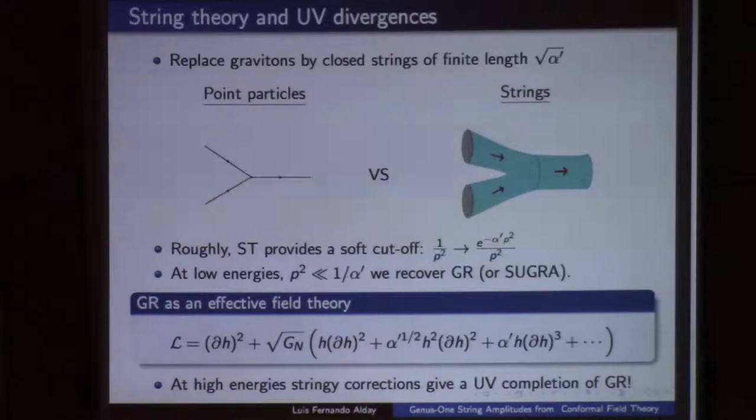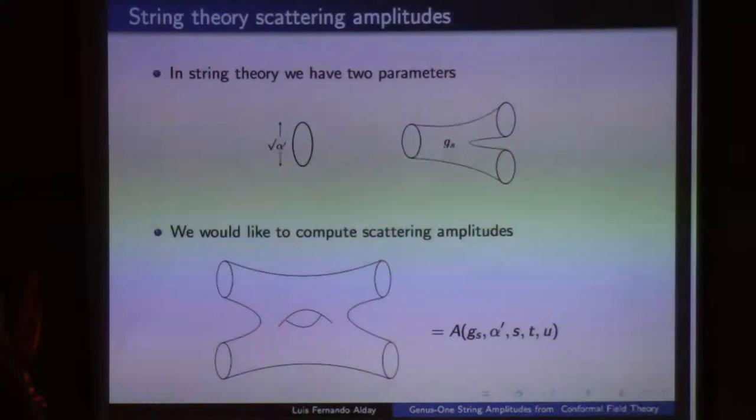So as the energies become stronger and stronger, these terms become more and more relevant, and we say that string theory provides a UV completion of general relativity. Is that okay? Good. So the cool thing, if you want to understand general relativity, is not to study amplitudes in general relativity, but to study amplitudes in string theory. String theory is a very simple theory, actually.